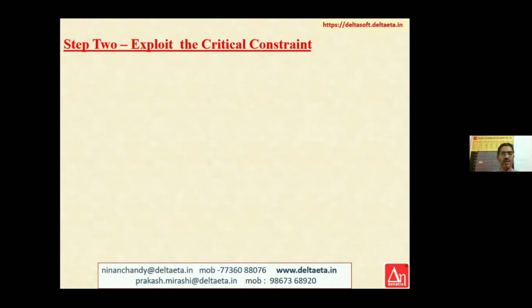Second one is exploit the critical constraint. Now again, there may be several bottlenecks or constraints, but you should see which one is preventing you from making one more unit. So then exploit that critical constraint. Here, the entire objective of this attempt is to make the most of what is available. You have a machine, it has a capacity of 10. Why don't you try to make 11 out of it? Why don't you try to make 12 out of it?